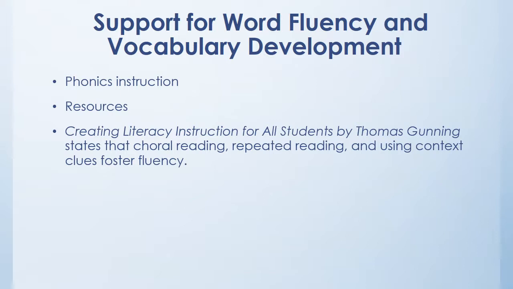Creating Literacy Instruction for All Students by Thomas Gunning states that choral reading, repeated reading, and using context clues foster fluency. Choral reading can be done with whole class or small groups. The students read together a selection or book for discussion of understanding. Repeated reading is a process where reading a text or selection is repeated more than once in the class for understanding. Context clues are helpful aids for comprehension of a story, text, or selection.